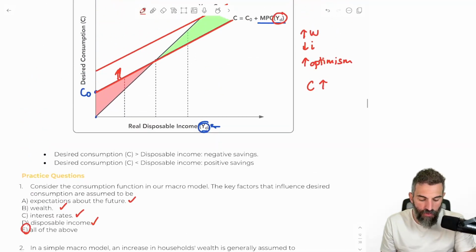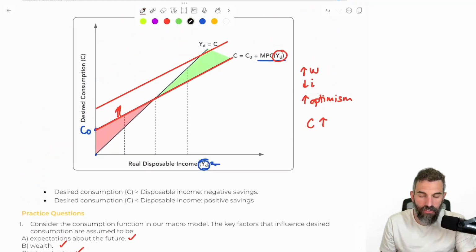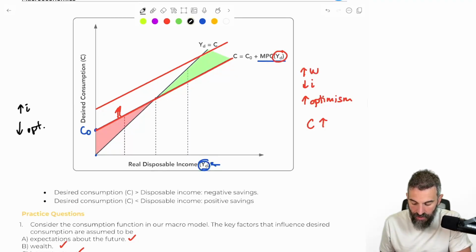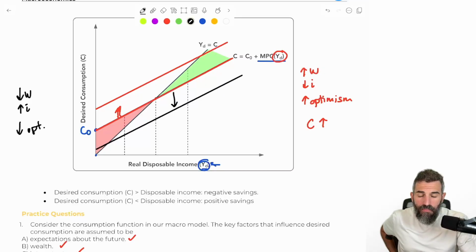And the same is true in reverse, by the way. If we have a negative outlook in the economy, so let's say lower optimism, higher interest rates, or lower wealth, that will cause a shift down in the consumption function.